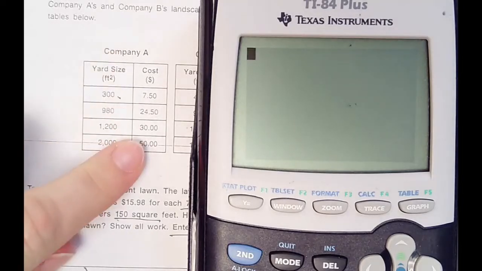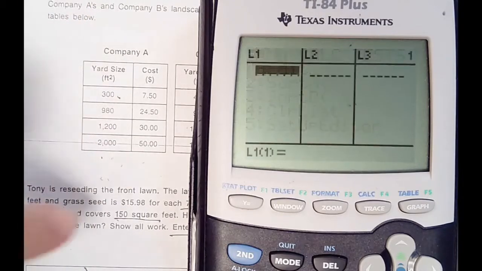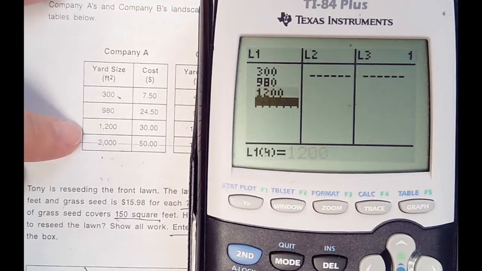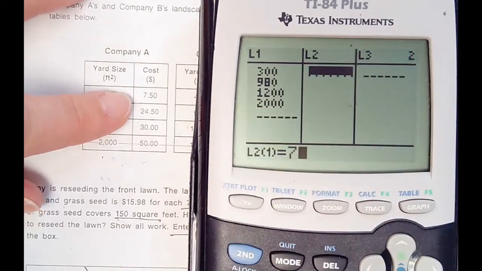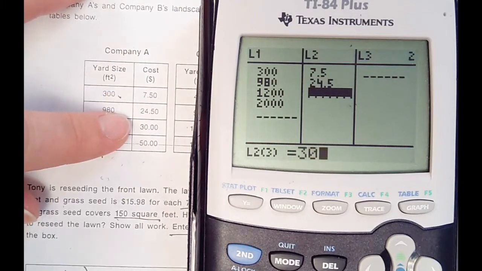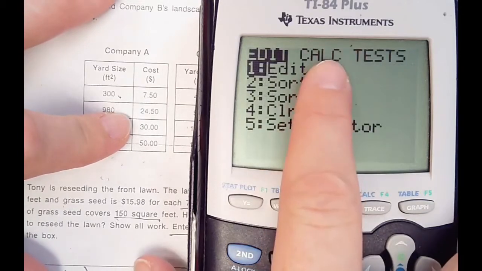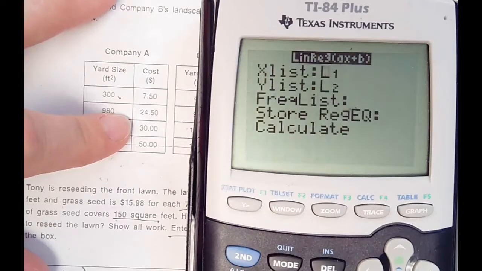So if I press Stat, Enter, L1 is going to be my yard size, my X. So 300, 980, 1200, and 2000. My cost is going to be my y, so 7.5, 24.5, 30, and 50. Stat, arrow over to calculate. Linear regression, so option 4. Enter. Okay. I'm missing the r.